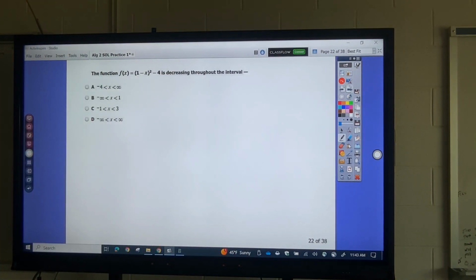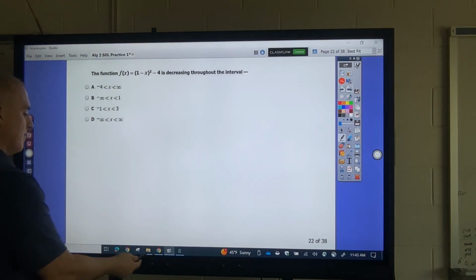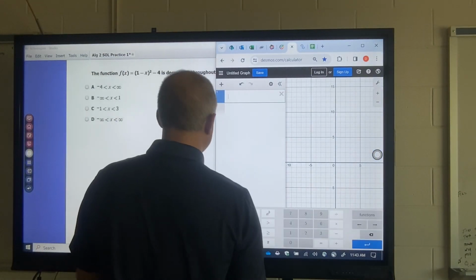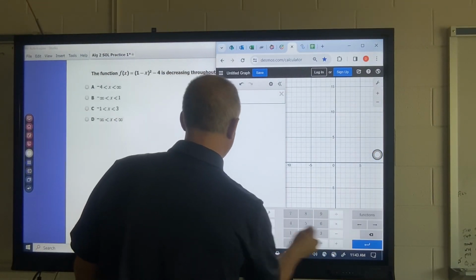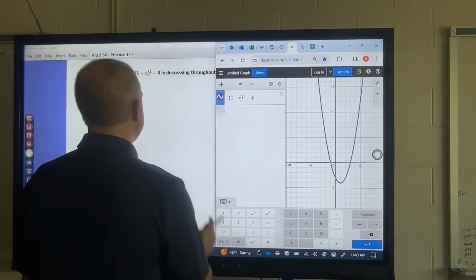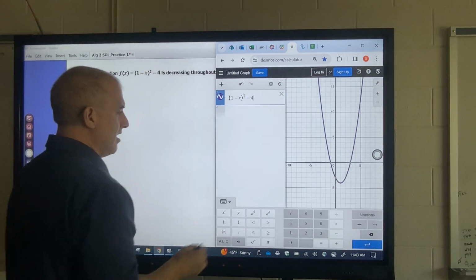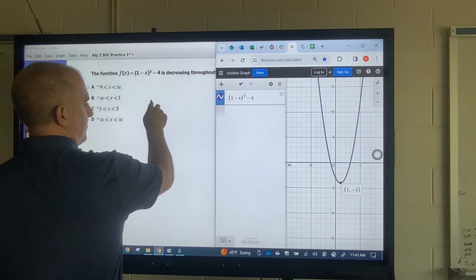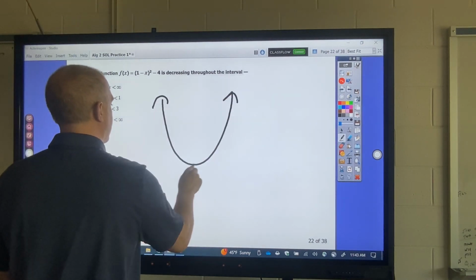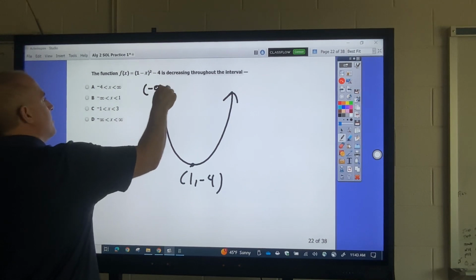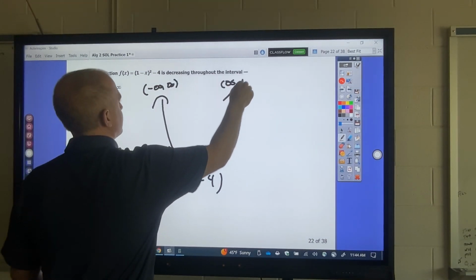Okay, where is this increasing interval? What I would do on that, once again, if you're given access to this Desmos, use it. As you notice, I didn't type in the f of x. You don't need that. What I got for my graph is this shape, where that is 1, -4. This would be -infinity, infinity. This would be positive, positive.